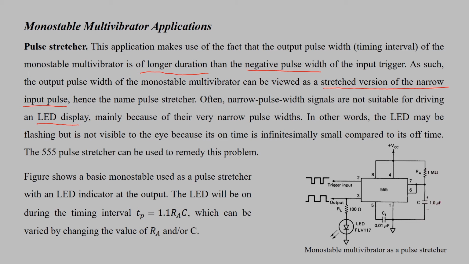The figure shows a basic monostable used as a pulse stretcher with an LED indicator at the output. The LED will be on during the time interval as already discussed, TP equal to 1.1 RA C, which can be varied by changing the value of RA and or C.